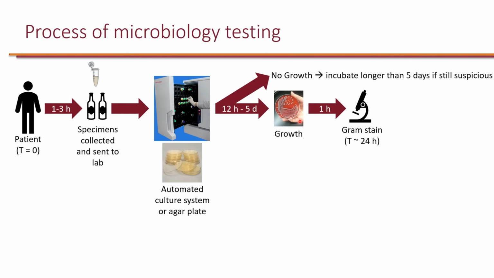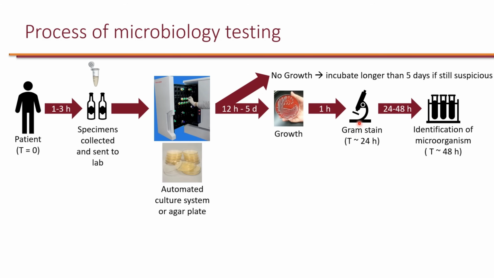Now, if something does grow, that's when they typically start to stain it and then look at it under the microscope. While the process of staining is not time consuming, if you look at the entire process, it typically takes somewhere between half a day to a day, if not more, before they can actually look at it, stain it, and identify, if it's a bacterial infection, whether it's gram-positive, gram-negative, or atypical, and then look under the microscope at morphology.